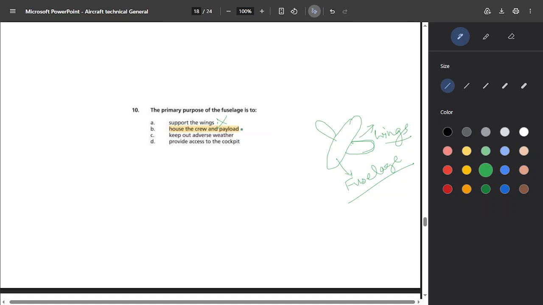House the crew and payload. Definitely, the fuselage houses the crew and payload. Keeps out adverse weather. One of the works, but not the primary purpose. Provides access to the cockpit. One of the things, but not logically 100% right. So the primary purpose is to house the crew and payload.